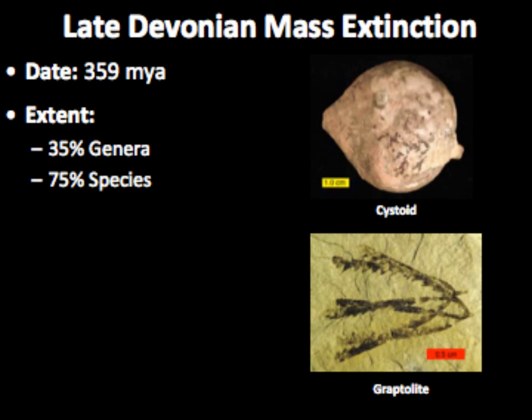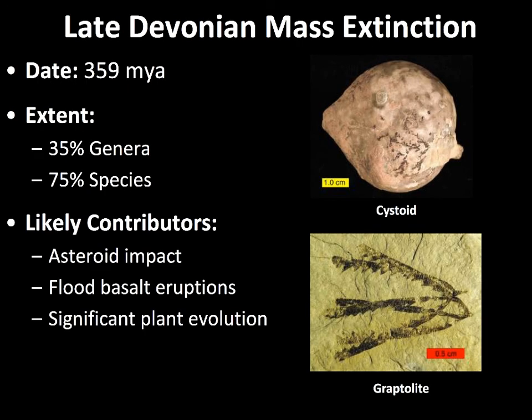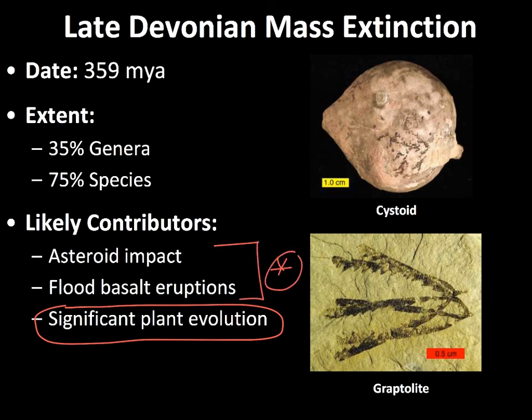35% of the genuses of the world went extinct, 75% of the species. Here are a couple examples of species that went extinct on the right. In terms of likely contributors from the research I've done, we have our two common players, asteroid impact and flood basalt eruptions. Another thing that comes up pretty frequently in the research is the evolution of plants drastically changing atmospheric conditions and leading to a mass extinction for other organisms on the planet. We're going to review these two as our major ones, specifically because of the project comparing the two.